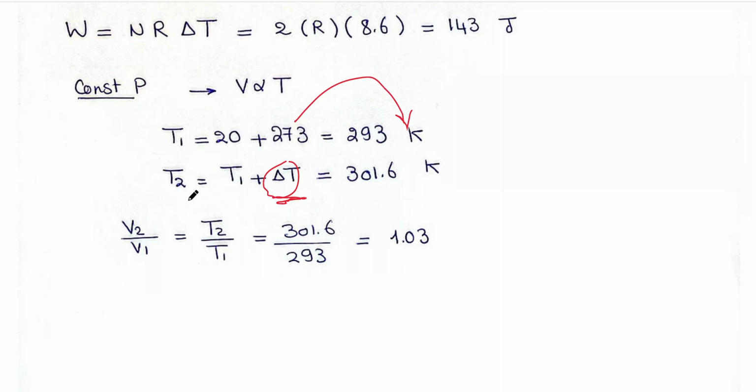Now I have T1 and T2, and for a constant pressure, the volume is proportional to the temperature, so V over V equals T over T. V2 over V1 equals T2 over T1. I can get the ratio of the volume.